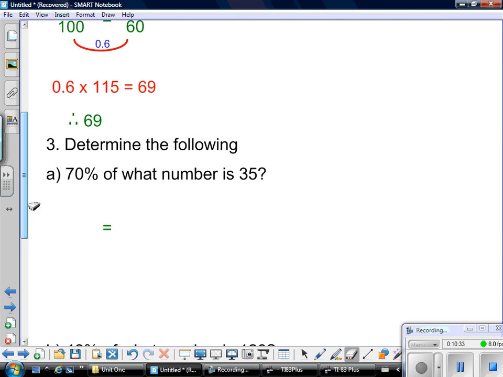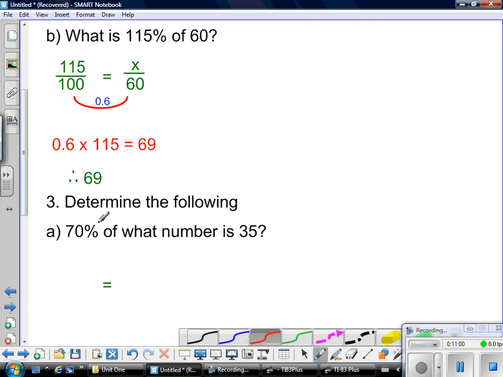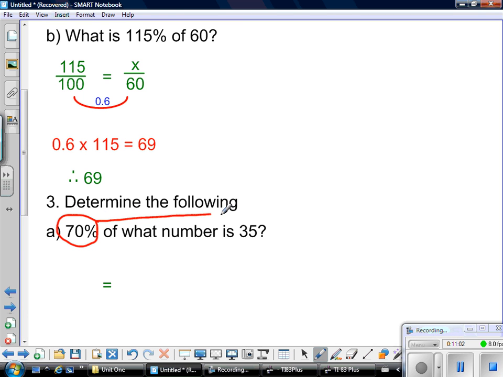Okay, this time it says determine the following. 70% of what number is 35? Notice the difference in the wording. This one is what is 115% of 60? This one is 70% of what number is 35? So some of the problem with mathematics has to do with the translation to English. So really what we're talking about, 70% is that 35. So those two match up to each other.